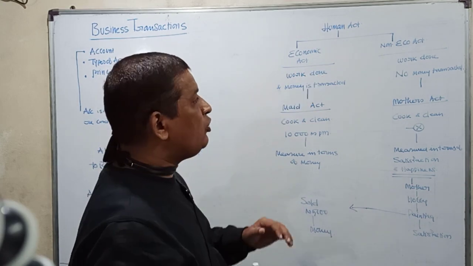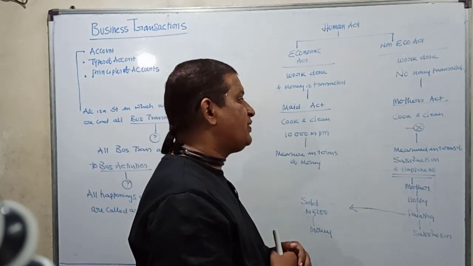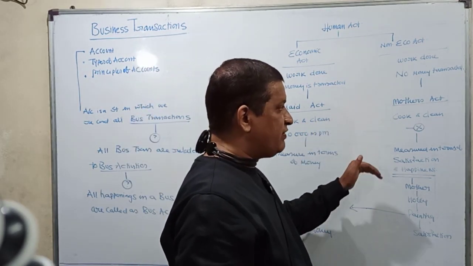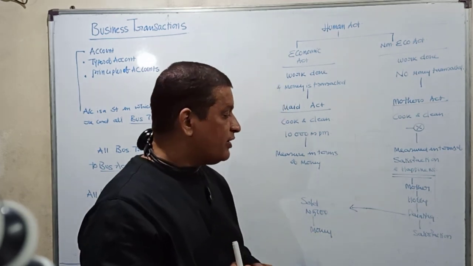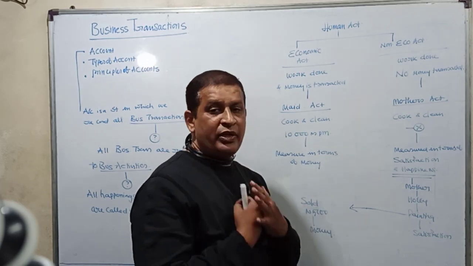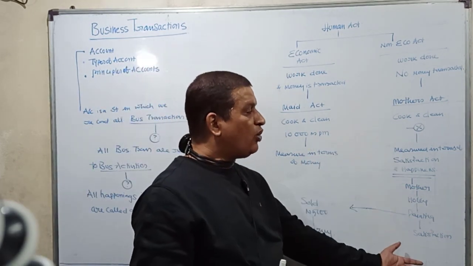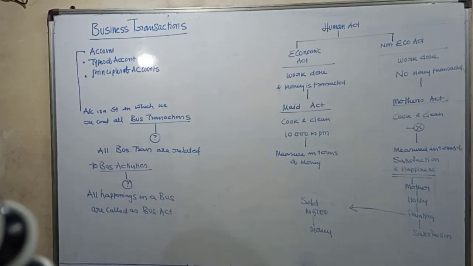Then we said non-economic activities are work done but not measured in terms of money. Same, the cooking and cleaning, but it is measured in terms of satisfaction and happiness. We are never going to pay money to the mother for the work done. Similarly, mother is indulging in a hobby, painting, just for satisfaction and happiness. So there's no money involved here. Such activities are called non-economic activities.